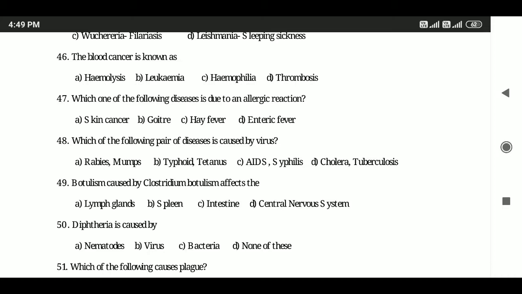Among these, skin cancer, goiter, and enteric fever have several other causes, whereas hay fever, also called allergic rhinitis, is an allergic respiratory disorder. So it is C, hay fever.